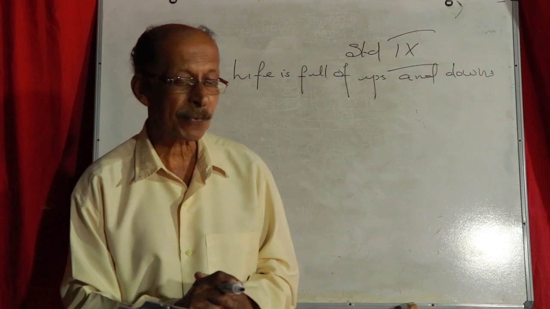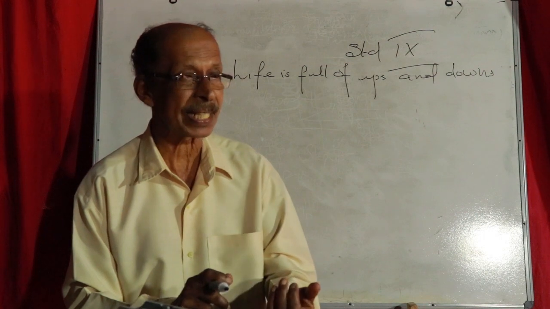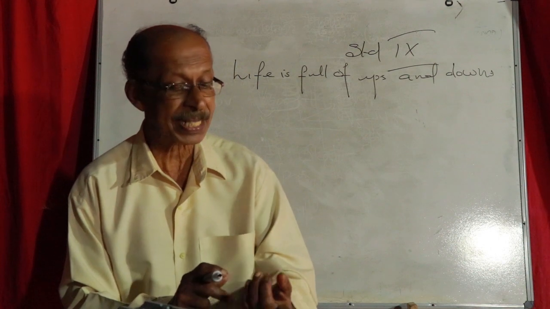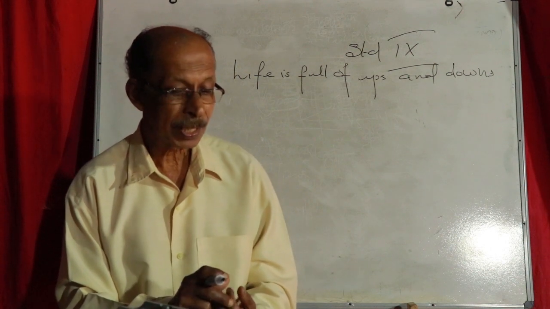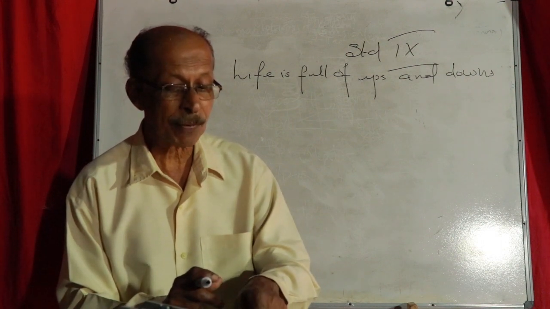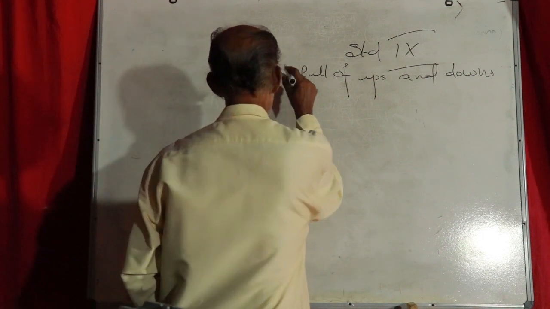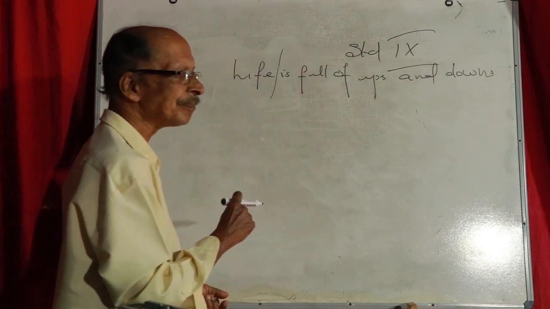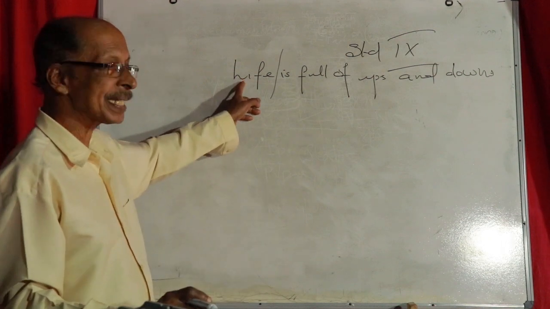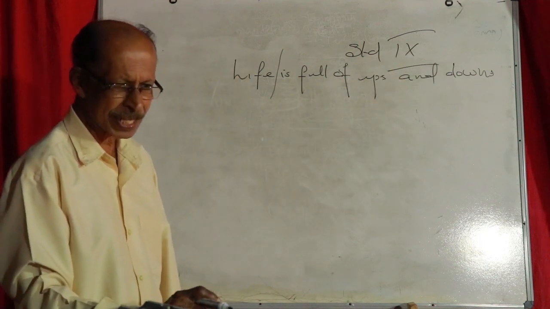In the first sentence, life is the subject of the sentence. It is given here below. You know, the first one is given: life, that is the subject, and is full of ups and downs. So you have to put a mark there before the verb, is. Then give a separation. Life is the subject, and is full of ups and downs is the predicate. Understand?